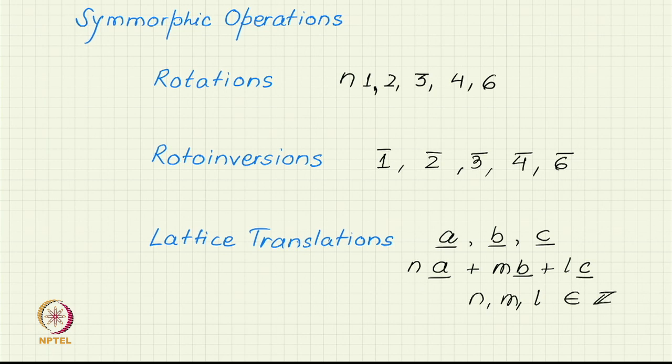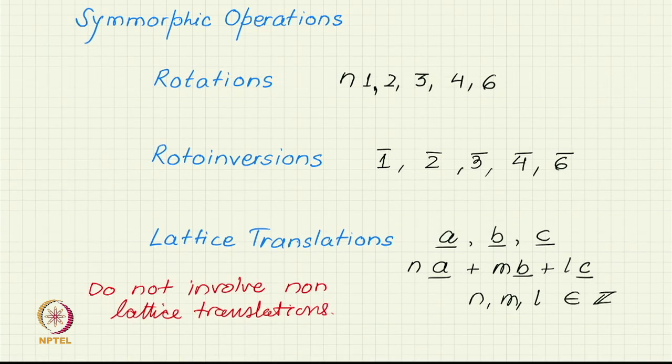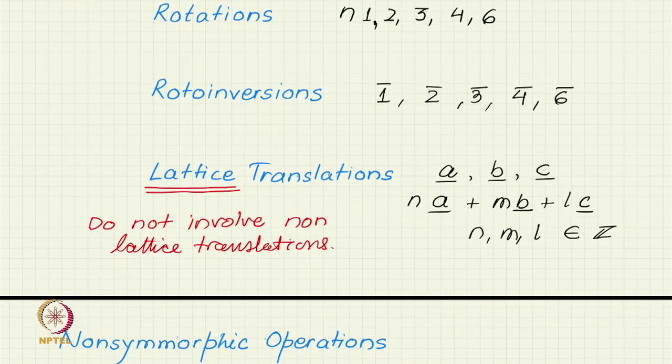None of these translations involve non-lattice translations. So, the symmorphic definition requires that they do not involve any non-lattice translations. So, those operations we call symmorphic operations: rotations, roto-inversions and lattice translations. Please keep this in mind that it has to be a lattice translation for a symmorphic operation.